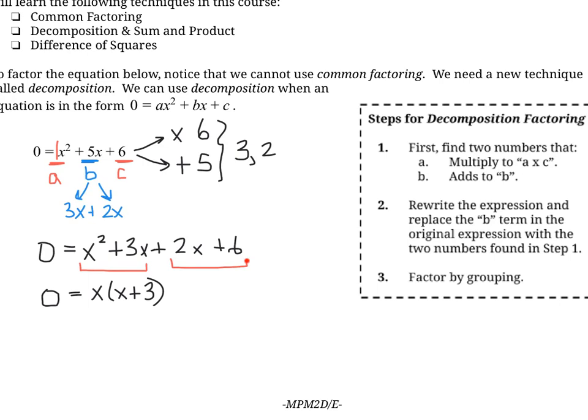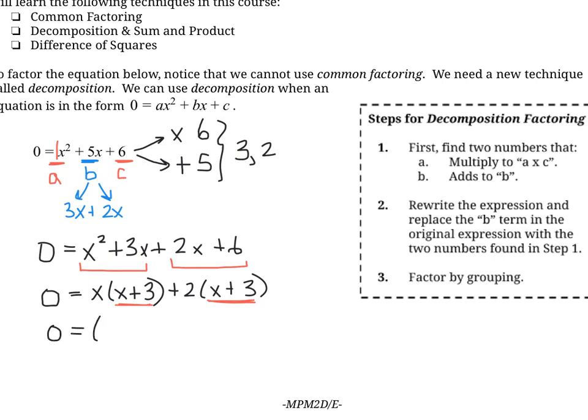Taking a look at the next two terms, what do they have in common? Well, they have the number 2 in common. I can factor out a 2, and I'll be left with x plus 3. Do you notice something beautiful that has happened? Taking a look at this term and this term, now they have x plus 3 in common. So we're going to common factor one more time. This will always happen if we're using decomposition properly. Once we group and common factor, there's going to be a factor they have in common. And so what we're going to do is take out what they have in common.